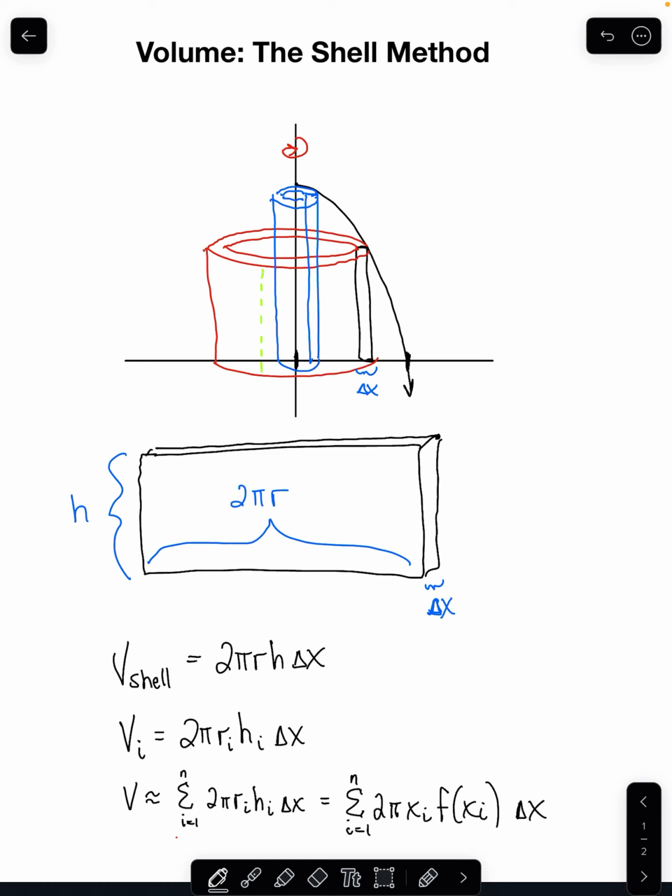What this results in then, when we put a limit in front of this, is the volume being equal to the integral from a to b of 2 pi times x times f of x dx. This is the volume formula using cylindrical shells.